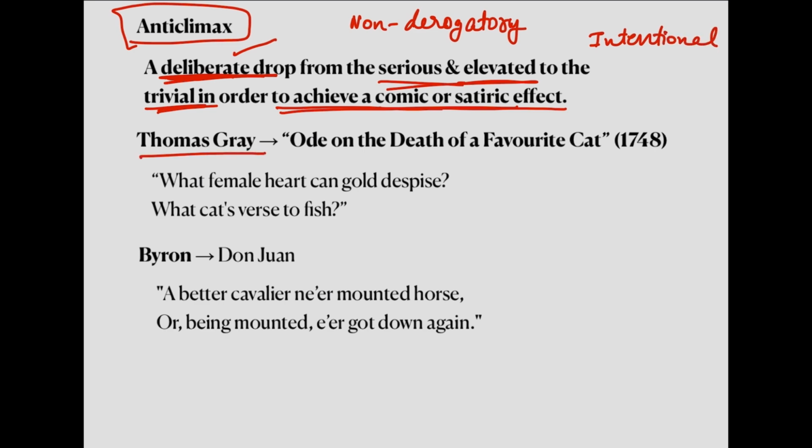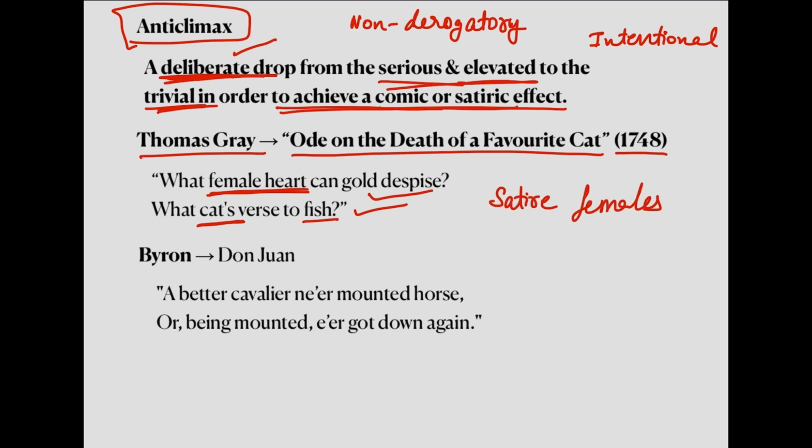Okay, so we have Thomas Gray's Ode on the Death of a Favorite Cat, 1748. Here he says, what female heart can gold despise? What cat's averse to fish? So here he is comparing female heart to cat's hunger for fish. He says that females cannot resist gold as cat cannot resist fish. So he is creating a satire on females' desire for gold.